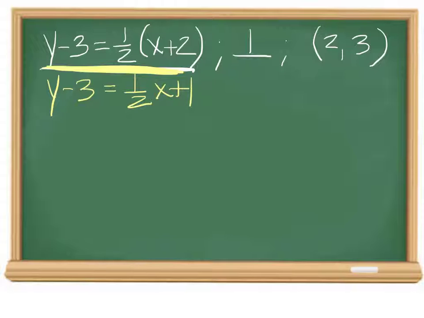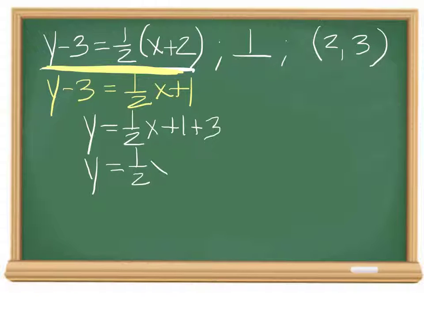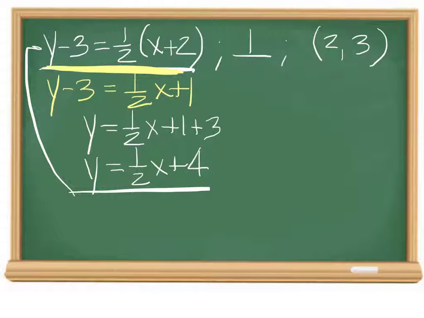Now what do I do to get the y by itself? Add 3 to the right side. And then I'll get what on the end? 4. Now this is the same as this up here. We've just changed the appearance. It still means the same.